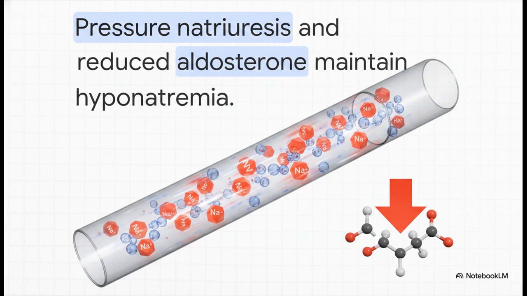Well, here is the systemic adaptation. As that initial retained water slightly expands the extracellular fluid, the body detects this pressure, panics about fluid overload, and triggers something called pressure natriuresis, while simultaneously reducing aldosterone. Basically, it forces the kidneys to dump sodium into the urine, which pulls water out with it to maintain a normal volume. It successfully prevents massive swelling, keeping the patient euvolemic, but there's a devastating cost here. By dumping sodium to save the fluid volume, the body actively makes the underlying hyponatremia even worse.